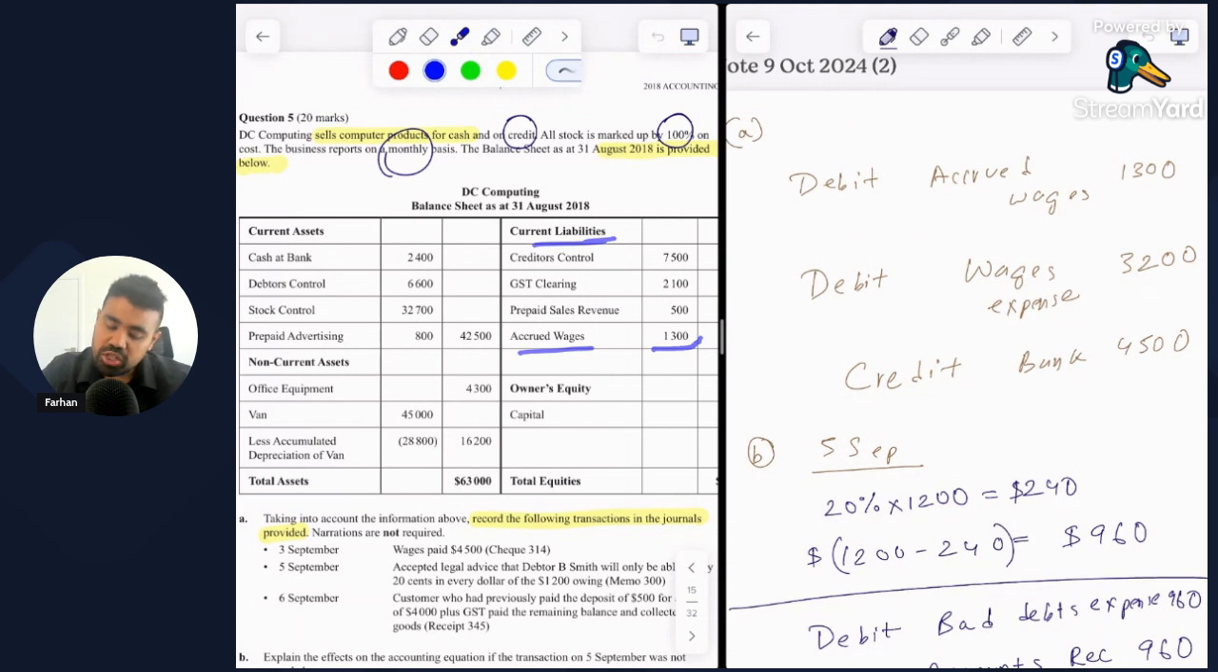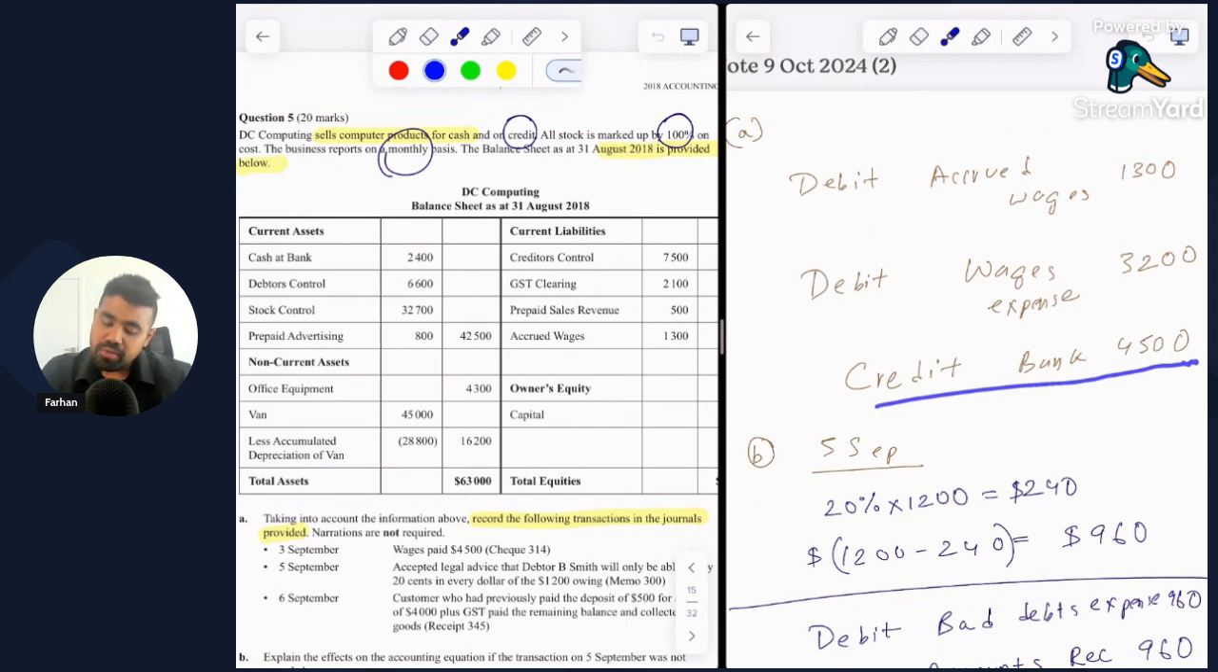We debit the accrued wages liability account by $1,300. So the reason we are debiting accrued wages by $1,300 is because when liability goes down, we debit it. And when liability goes up, we credit it. So what's happening when we debit accrued wages by $1,300? We're reducing the obligation that we originally had from 31 August 2018. Then you know that you have used altogether $4,500 from your bank account, which means altogether you have to credit the bank balance by $4,500. And the logic here is that when we credit the bank balance by $4,500, we are reducing our assets by $4,500, which is referring to the cash that we have in our bank account.